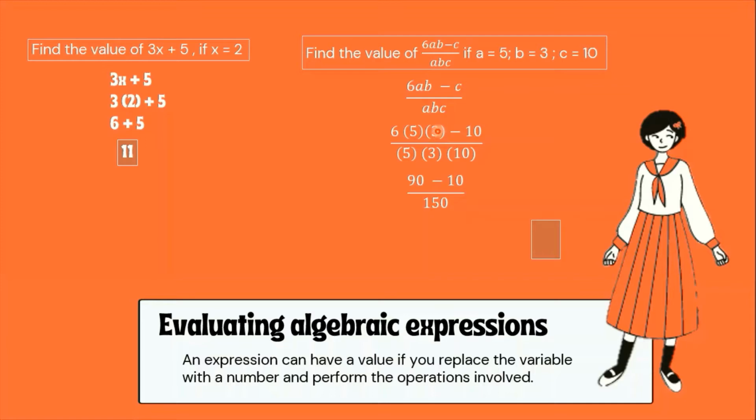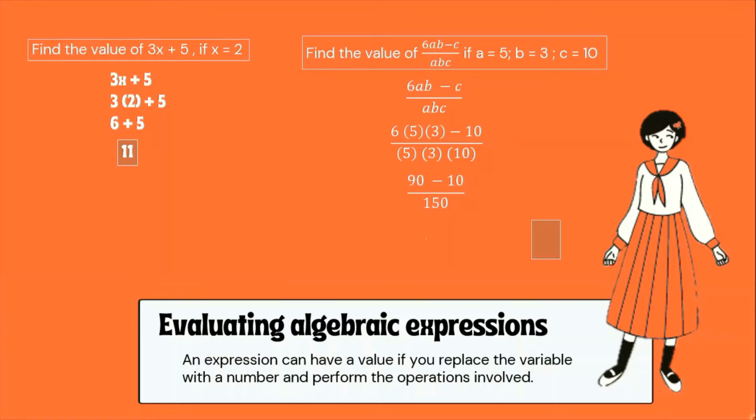Pwede rin naman na 3 times 5 times 6. Dahil itong tatlong ito ay under ng associative property of multiplication. Kahit pagbalik-balik ta rin mo sila, iisa lang naman ang sagot. 90. And then, copy minus 10. Next, saan nakuha ang 150? 5 times 3 times 10. Pwede rin na 10 times 3 times 5. Under din ito ng rule na associative property of multiplication. Pwede natin siyang balik-balik ta rin and we'll still arrive with the same answer, 150.